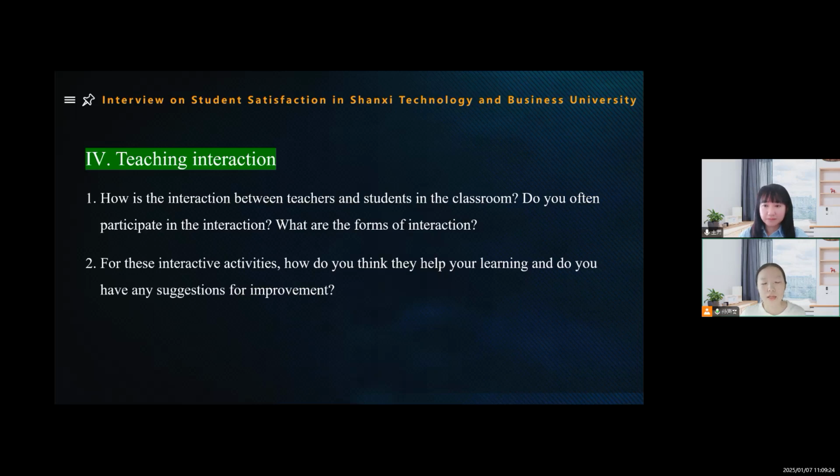In addition, the interactive activities stimulated my motivation and interest in learning. When I actively participate in the interaction and get the recognition from the teacher and my classmates, I feel a great sense of accomplishment, which further motivates me to study harder.